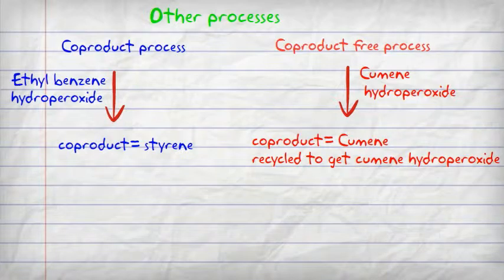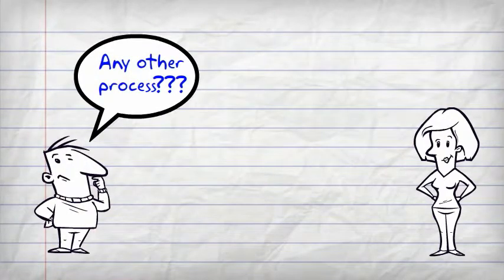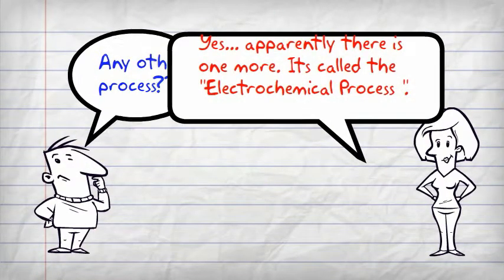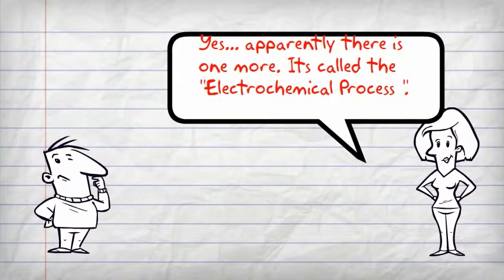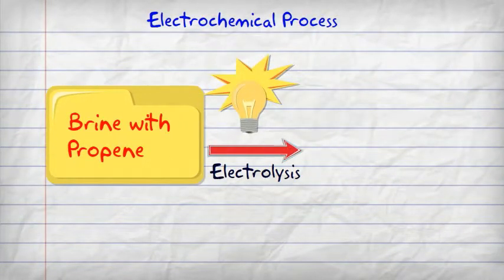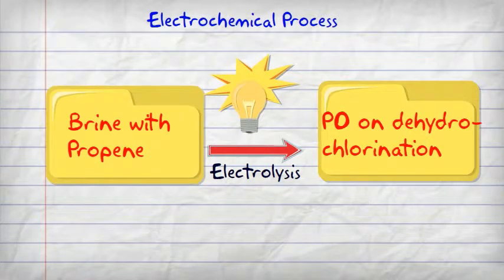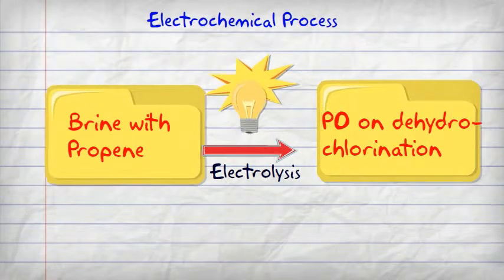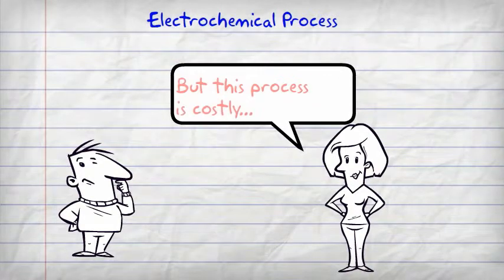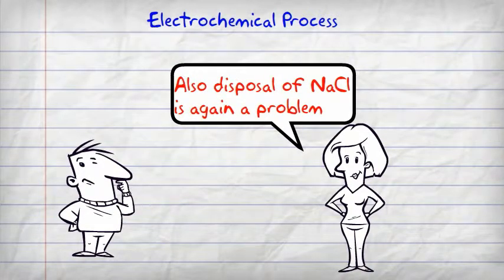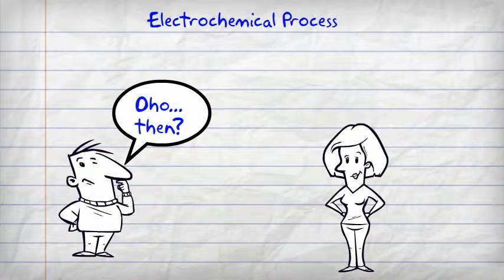Whereas the co-product-free process involves recycling the co-product to obtain cumene hydroperoxide, which itself is the reactant. Any other process? Yes. Apparently there is one more. It's called the electrochemical process. In this process, brine electrolysis with propylene, which on dehydrochlorination gives propylene oxide. But this process is costly. Also, disposal of alcohol is again a problem.